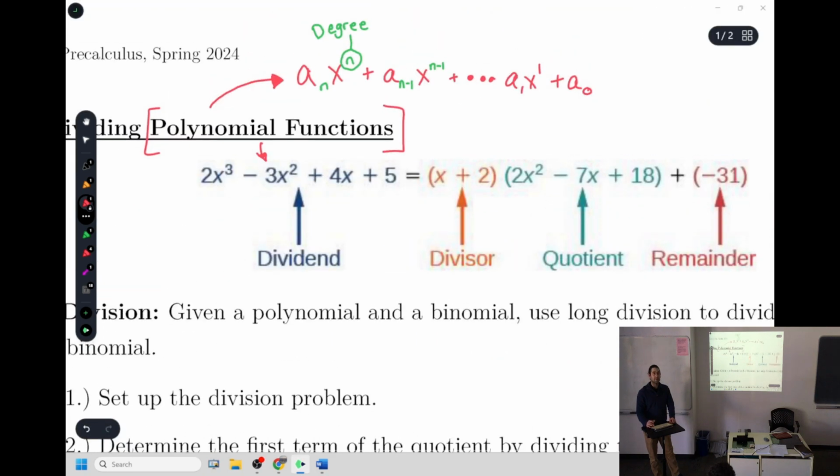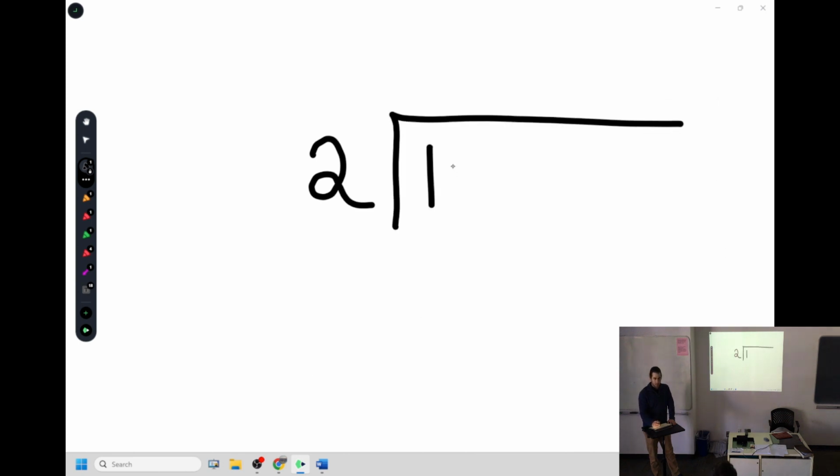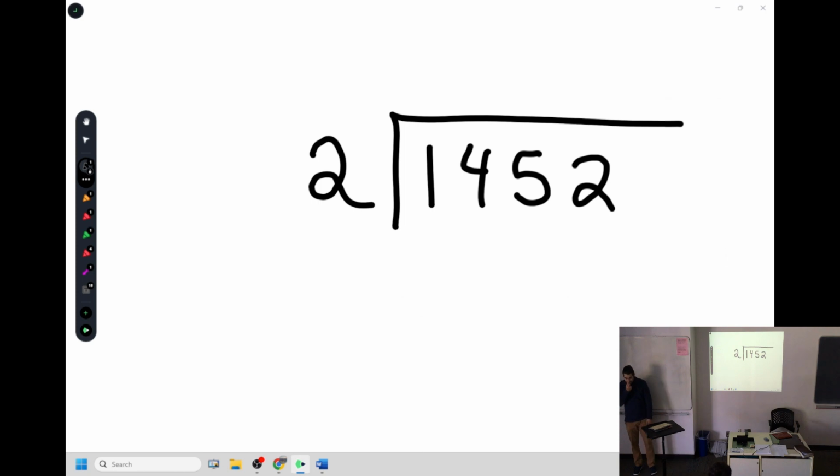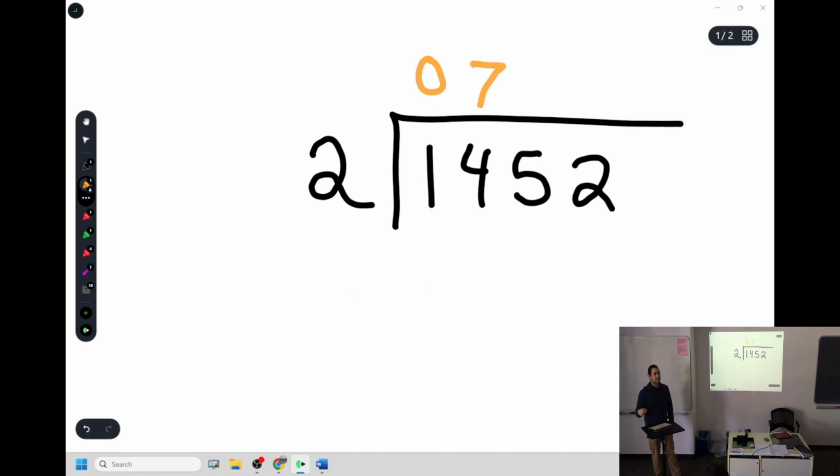Okay, now before we jump into dividing polynomials, I am going to ask us to divide, super basic thing. 2, big old divide sign, 1, 4, 5, 2. That's fun. What's the first thing you do? How many times does 2 go into 1? 0. So how many times does 2 go into 14? 7. And then what do you do with that 7?